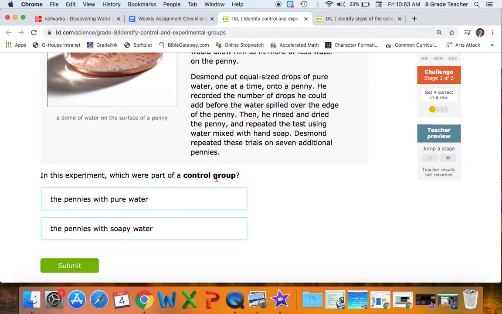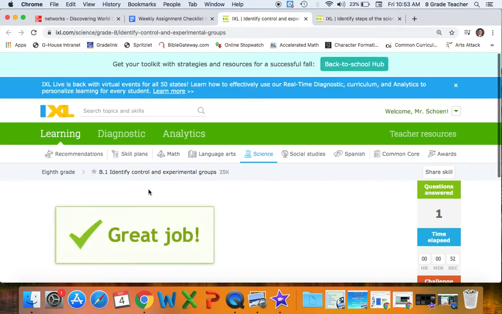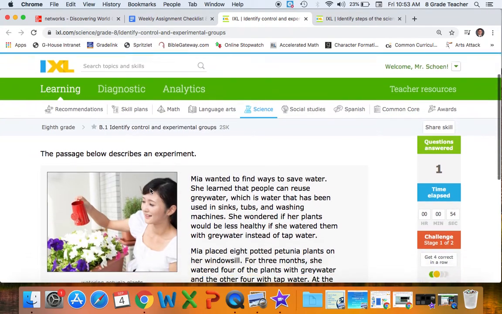What would be the control group, the part that does not change? Pure water or water with soap? Obviously water with water, nothing else. And boom, got it correct.